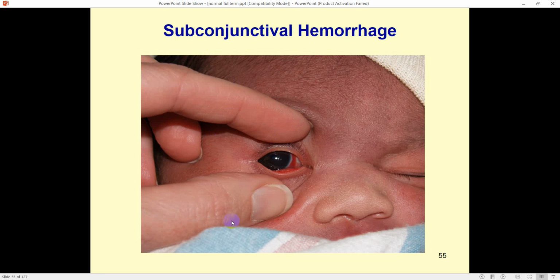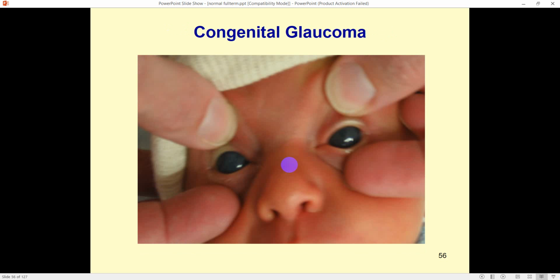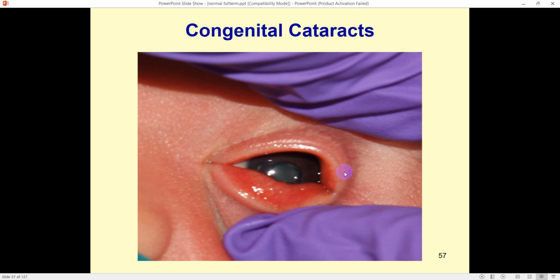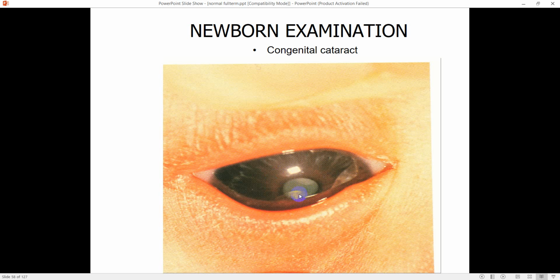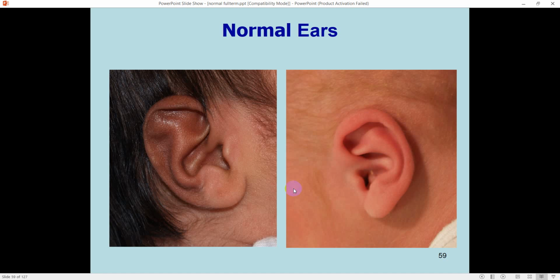This is bleeding, subconjunctival hemorrhage due to the process of labor. This will disappear later on. Look at the cloudy cornea. This is congenital glaucoma. Look at the cloudy cornea. This is congenital cataract. Again, this is a cloudy cornea, congenital cataract.